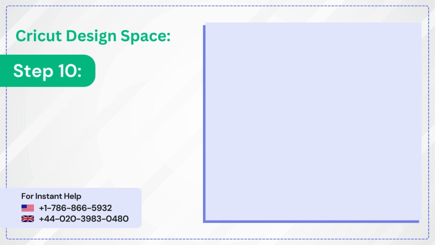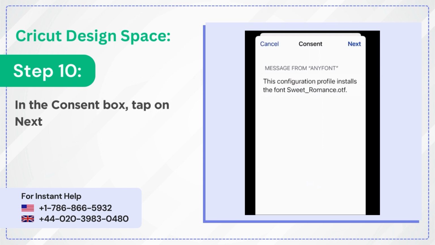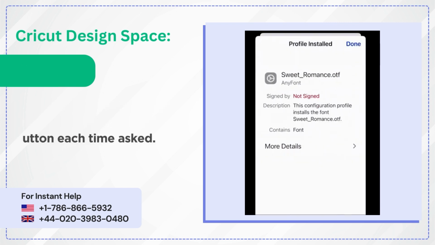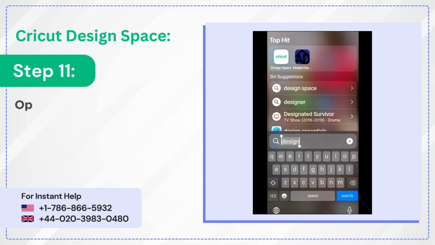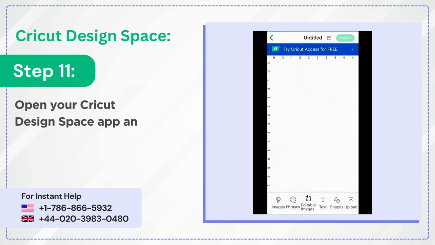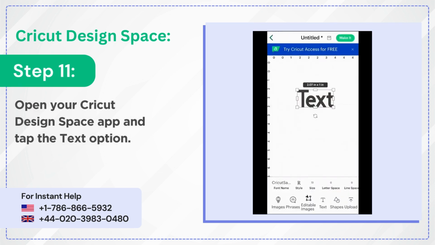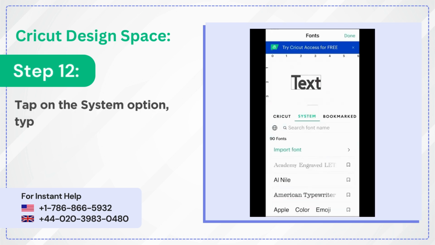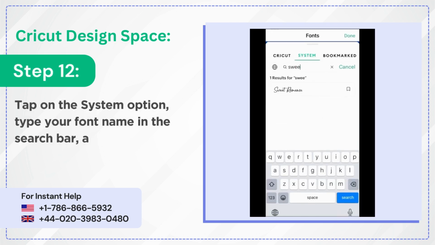Step 10. In the consent box, tap on Next, then tap the Install button each time asked. Step 10. Open your Cricut Design Space app and tap the Text option. Step 11. Tap on the System option, type your font name in the search bar, and select it.